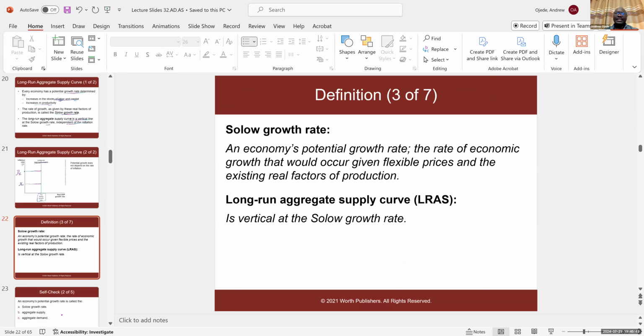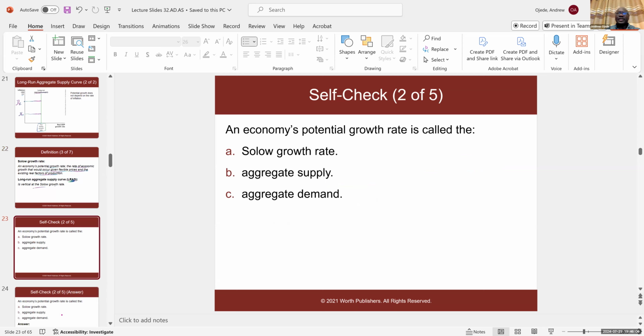So the Solow growth rate is an economist's potential growth rate, the rate of economic growth that would occur given flexible prices and existing real factors of production. Okay. So the long-run aggregate supply curve, abbreviated as LRAS, is the vertical line at the Solow growth rate. I already talked about that. So here's your self-check. An economist's potential growth rate is called the Solow growth rate. We just talked about that.